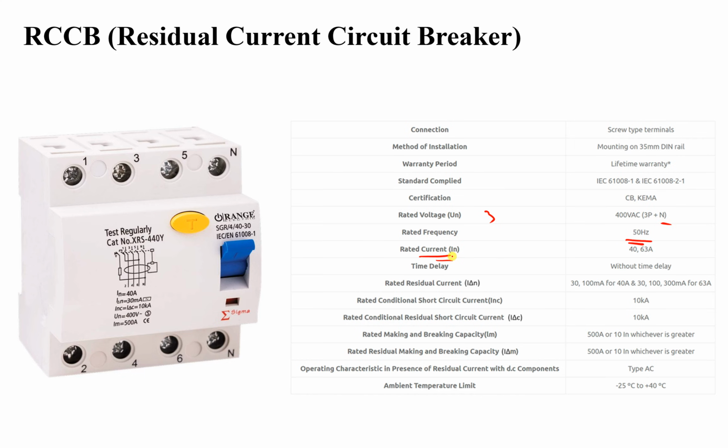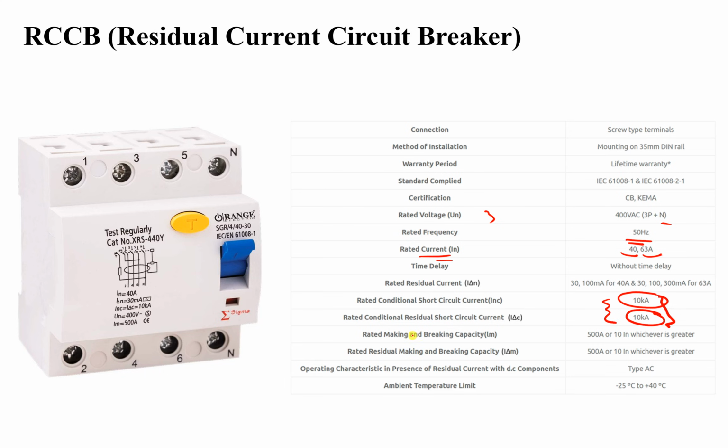This breaker has two ratings that can be found from the manufacturer, 40 amperes and 63 amperes. Now if you go down here, residual currents which we discussed before, 30 and 100 milliampere exist for 40, and 30, 100, 300 for 63. So it has different ratings for residual currents. And here these are the short circuit ratings, in case of an earth leakage or a normal short circuit. This is the maximum value it can withstand.